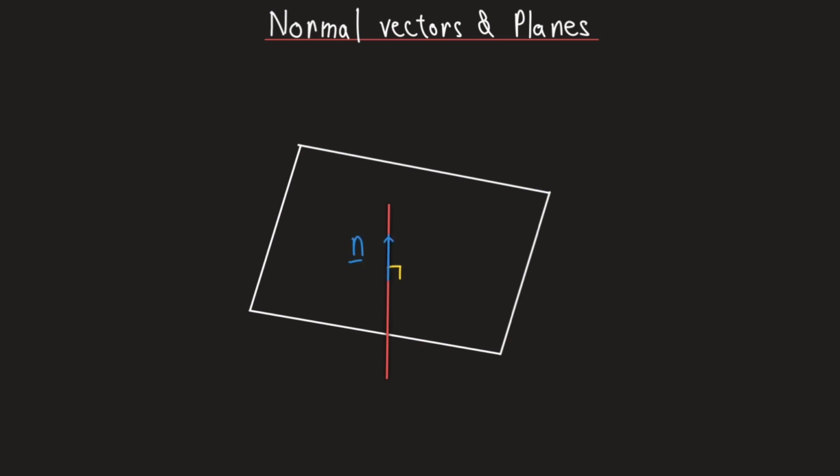And so I've drawn out my normal vector here. And what we note is that the normal vector gives the direction of that red line. But that red line is perpendicular to that plane. And therefore the normal vector is the direction vector of the line that is perpendicular to the plane.